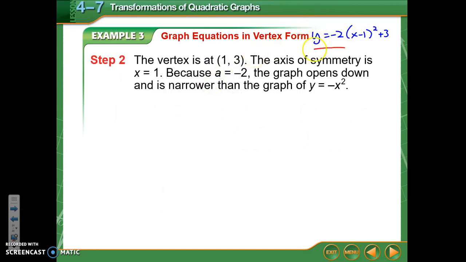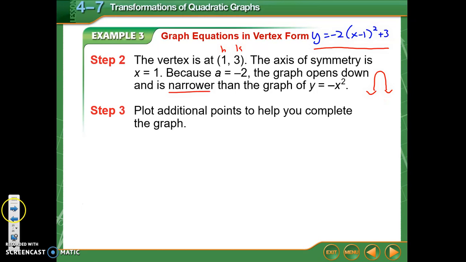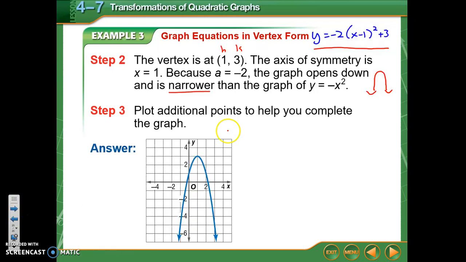And when I get the y by itself, I just add that 3 over to this side. Okay, so here I wrote our equation in vertex form up here. So from this equation, we know the vertex is at 1, 3. And we know that our a value is negative 2, so that's going to be a vertical stretch, which will have the effect of making my parabola look narrower. And that negative is going to flip it over the x-axis so that it's going to open downward.